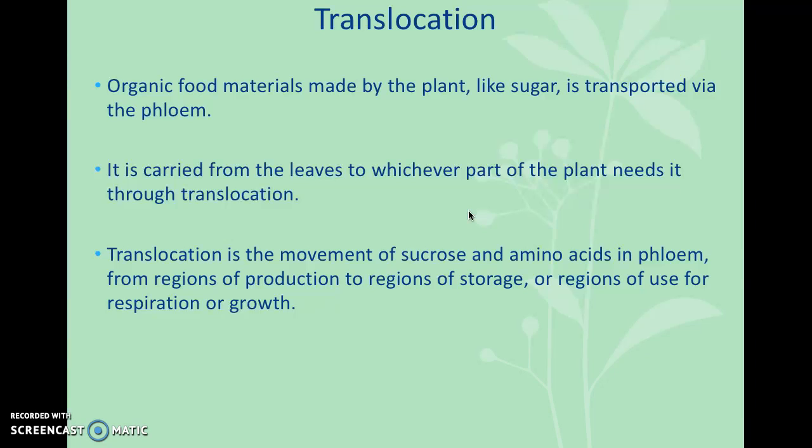Translocation is where the need is. If I need to store, I'm going to store, usually in potatoes or anything like the tubers, carrots, such as a giant root. That's where all that storage is. Fruit is actually a great example of storage too. When I need to use it, I'm going to pull it out from there.